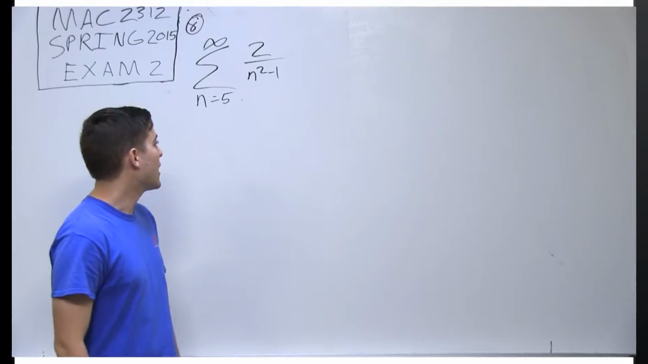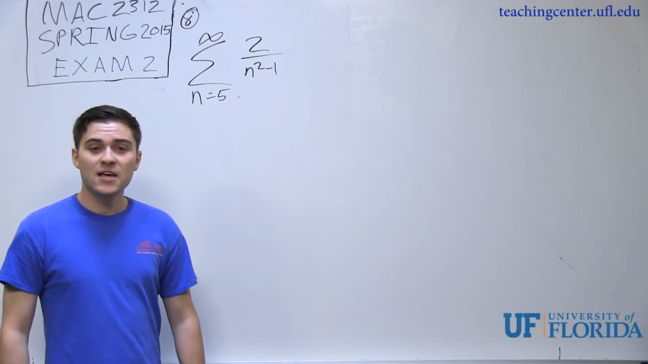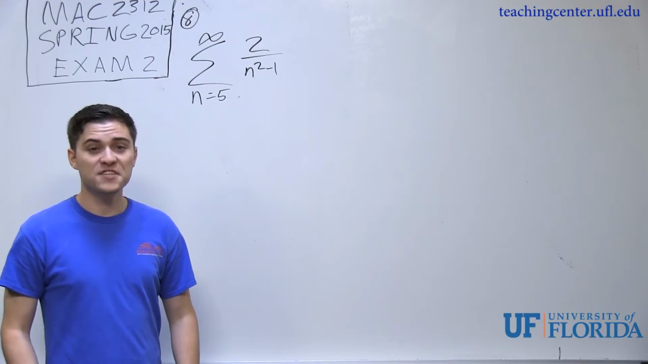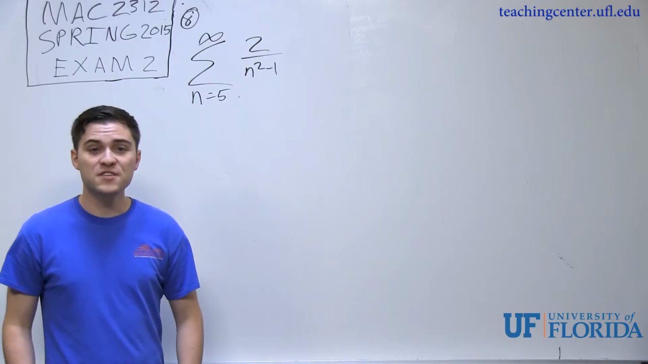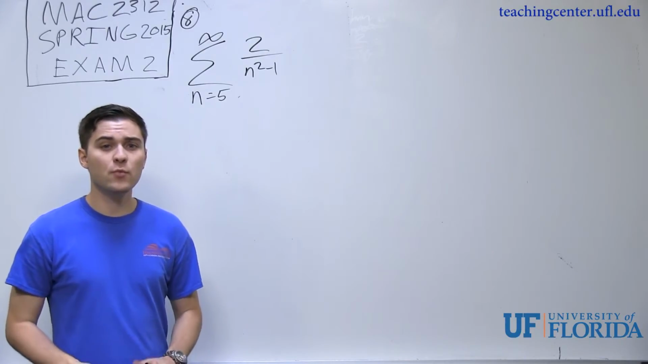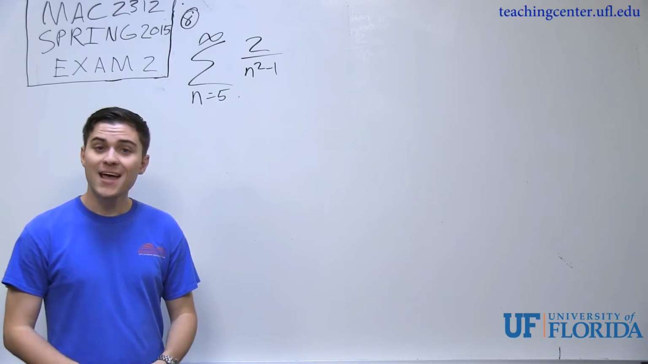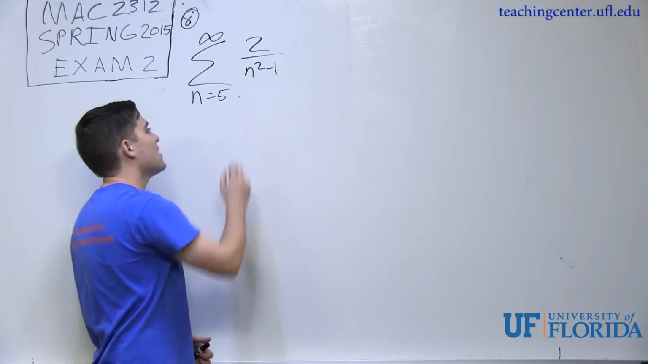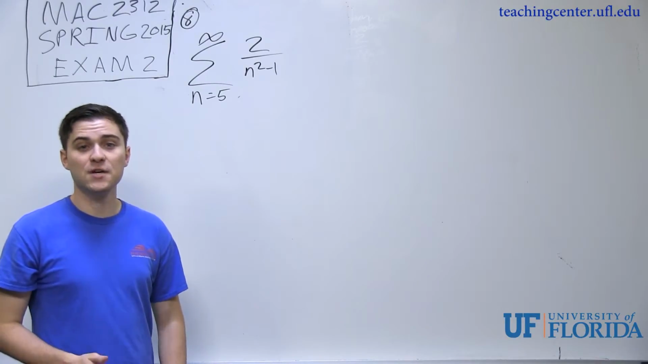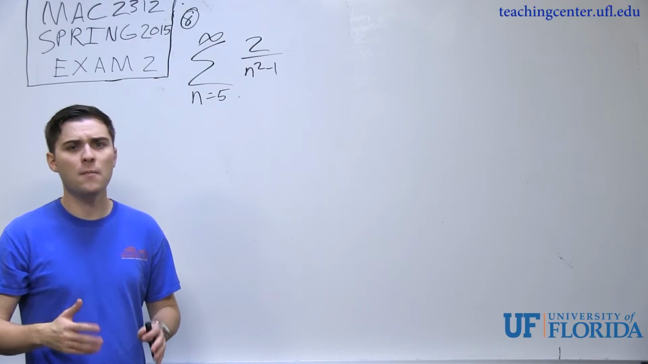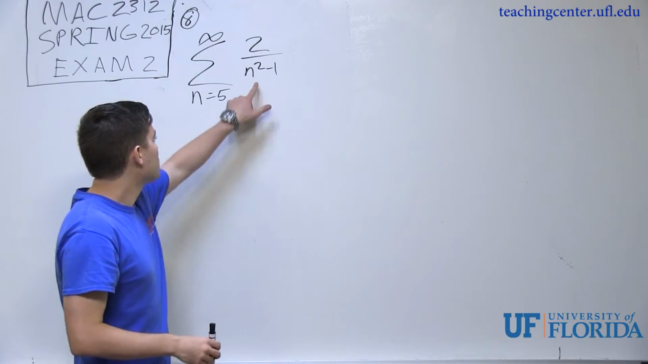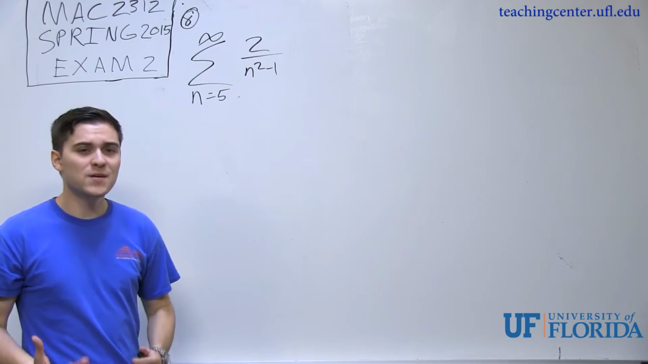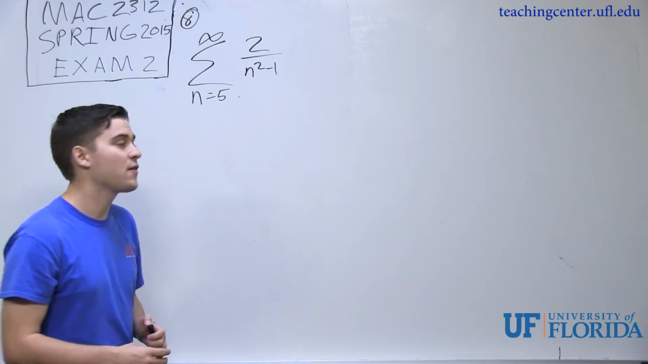So question number 8 is asking us to find the sum of the series. If we want to find the sum of the series, there are only two series that we can really turn to: geometric and telescoping. In this case, this series does not have the form of a geometric series. It has to be some kind of number to an n power. We have 2 over n squared minus 1, so it must be telescoping somehow. But let's see if we can figure out how.